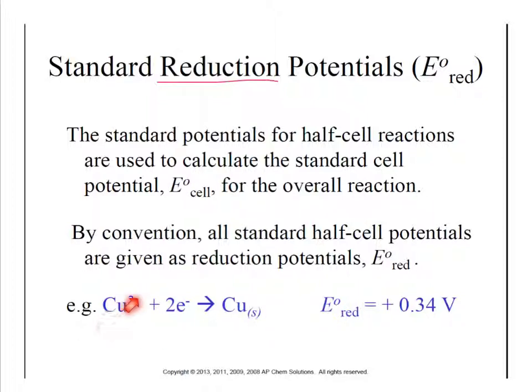We'll have something like copper 2 plus plus 2 electrons. What we're showing here is a reduction because it's gaining electrons, forming copper solid. And over here on the side it says the E of this reduction, so the standard potential, the voltage generated by this reduction reaction, is 0.34 volts.